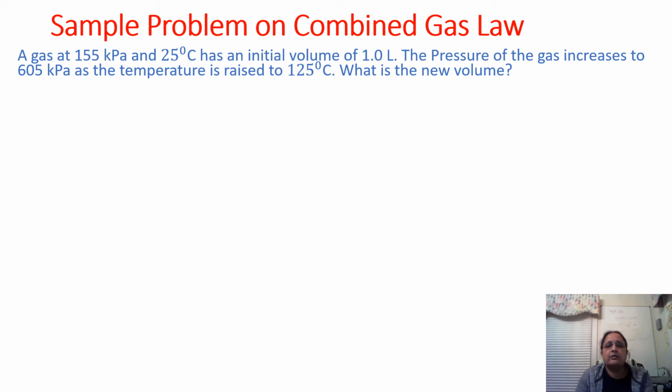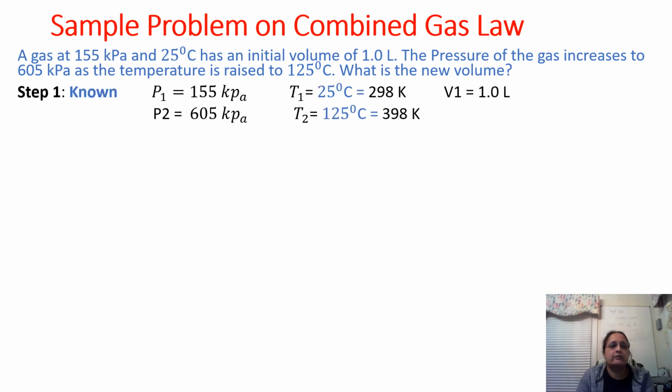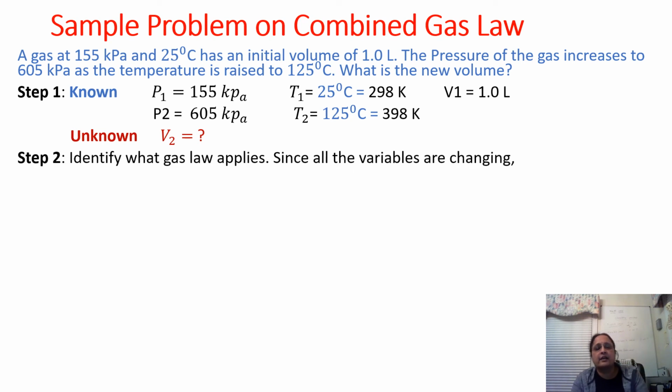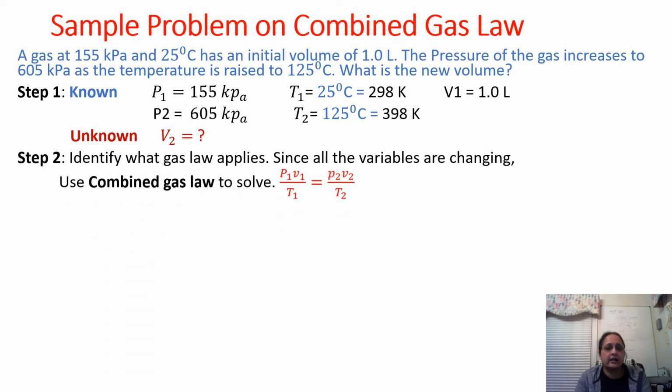Step 1, you have to figure out what the known data and unknown data are. So P1, P2, T1, T2, V1 are given. Since T1 and T2 are in Celsius, we need to convert them into the Kelvin scale, so you need to add 273. Then the unknown is V2. Step 2 is what kind of gas law we should apply. Since all three variables are changing, you can use the combined gas law.